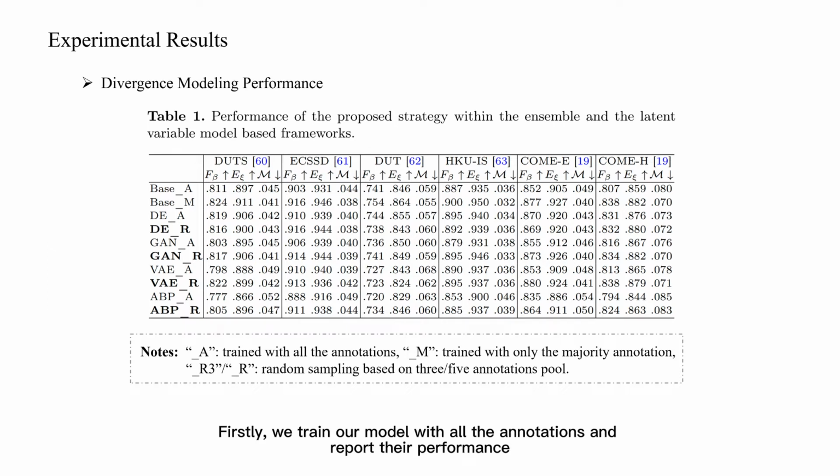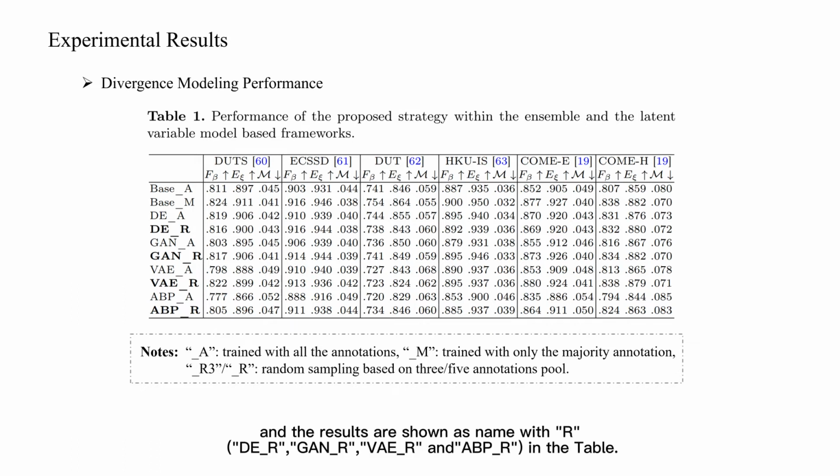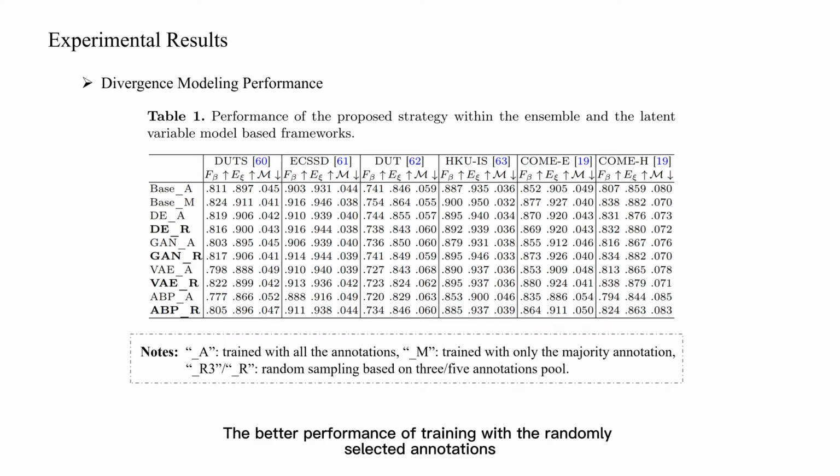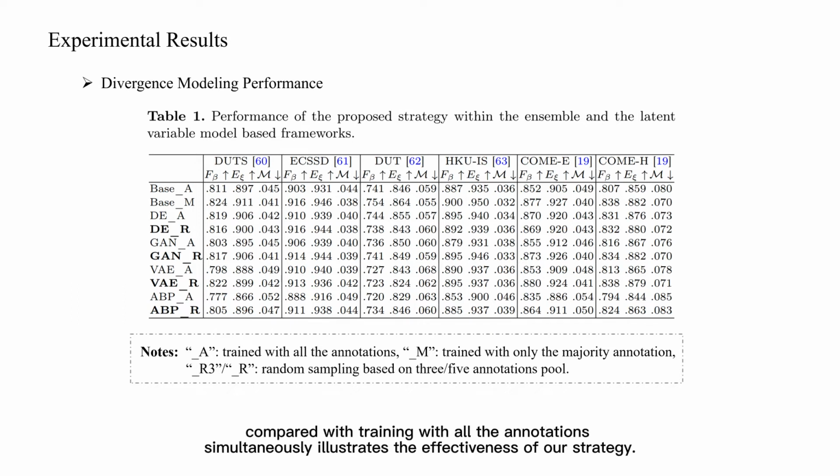Firstly, we train our model with all the annotations and report their performance as name with A in the table, and change the learning strategy by randomly selecting annotations to update model, and the results are shown as name with R in the table. The better performance of training with randomly selected annotations compared with training with all the annotations simultaneously illustrates the effectiveness of our strategy.